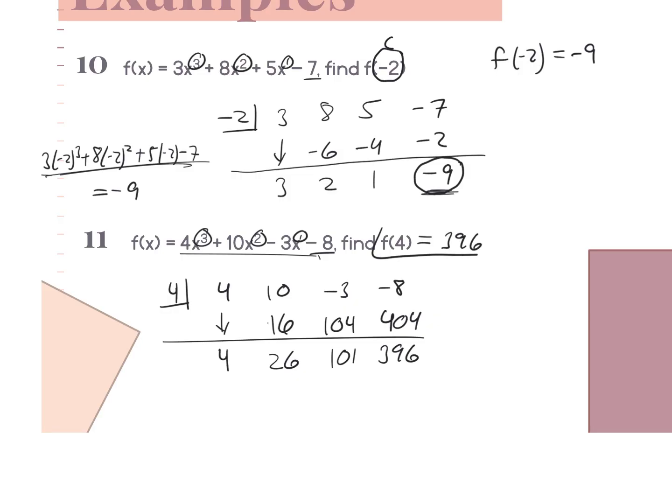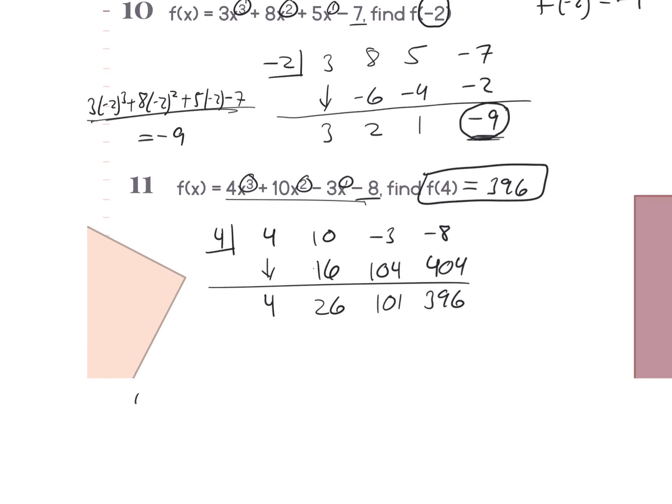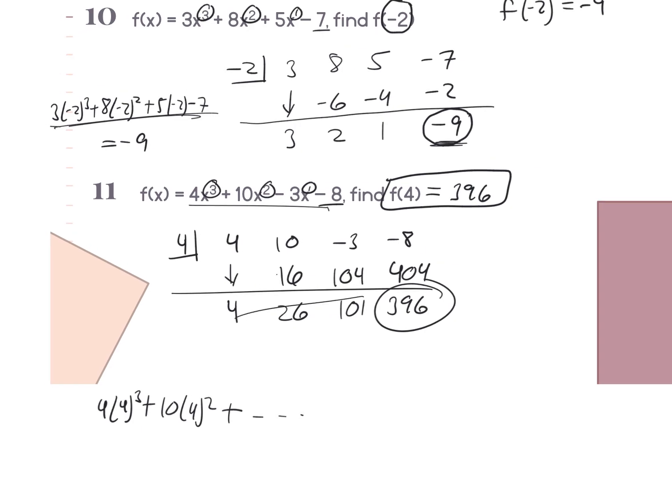So maybe you did need to do a little bit of work off to the side if you didn't know some of these computations off the top of your head. But you can see that it might be a little bit faster than if you were to have done 4 times 4 to the third power plus 10 times 4 to the second power, and so on. Your answer is your remainder. I don't need to worry about any of these because the question's just asking to find f of 4. I don't need to do anything other than that.